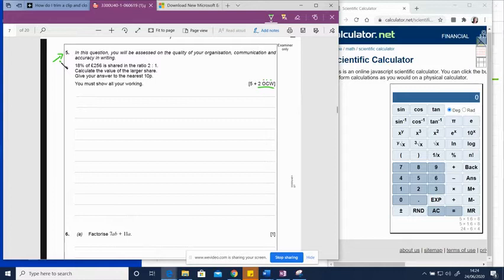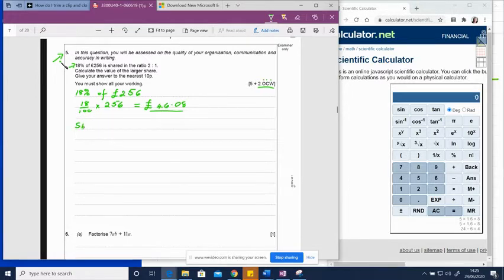Well, the first thing I'm going to do is find out what 18% of 256 is. So I have to write that down. 18% of 256. Various ways of doing this, but I just simply use the calculation. 18 over 100 multiplied by 256. If I put that into the calculator, I'd get the answer of £46.08. So that's the first part. So this £46.08 is shared in the ratio of 2 to 1.